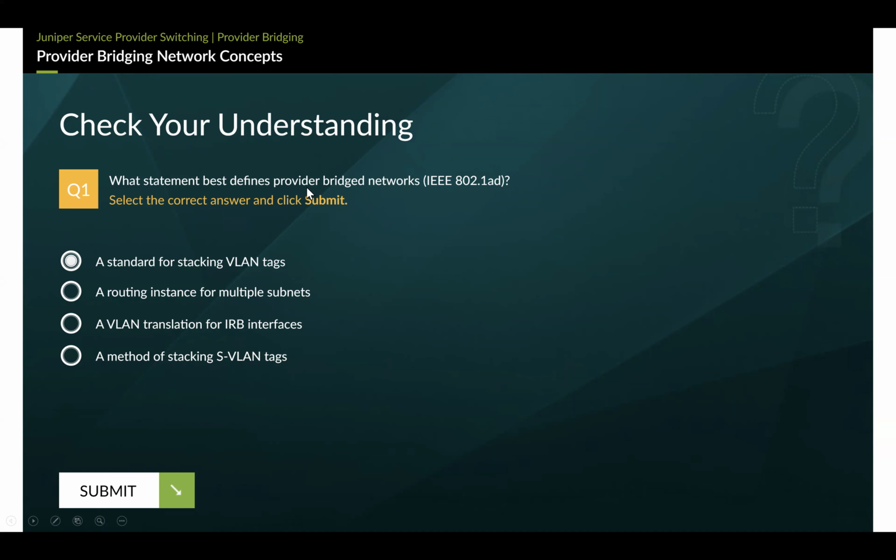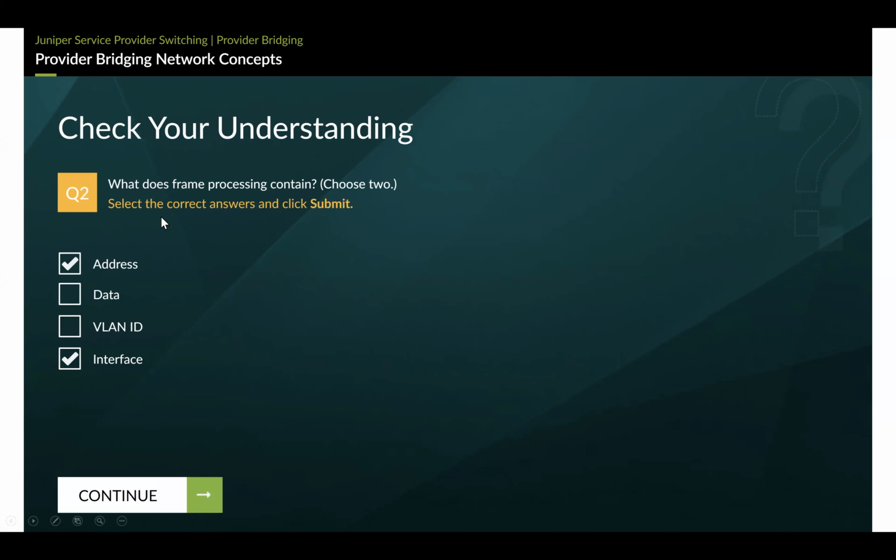What does the standard for provider bridge networks define? Provider bridge networks define the standard for stacking VLAN tags. Here we learn two types of VLAN tags. One is C VLAN tags and another is S VLAN tags. C VLAN tags are for the customer base and S VLAN tags are for the service provider base. Okay. What does frame processing contain? Frame processing contains basically the address. This address is basically the MAC address and the outgoing interface.